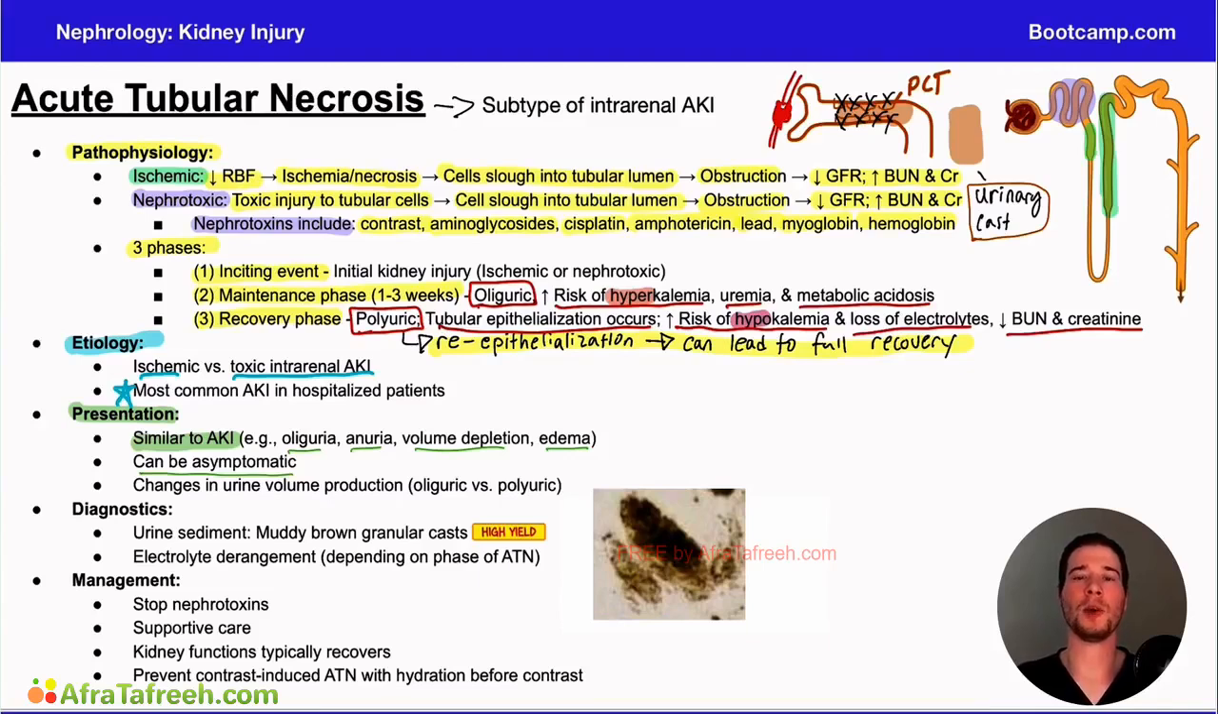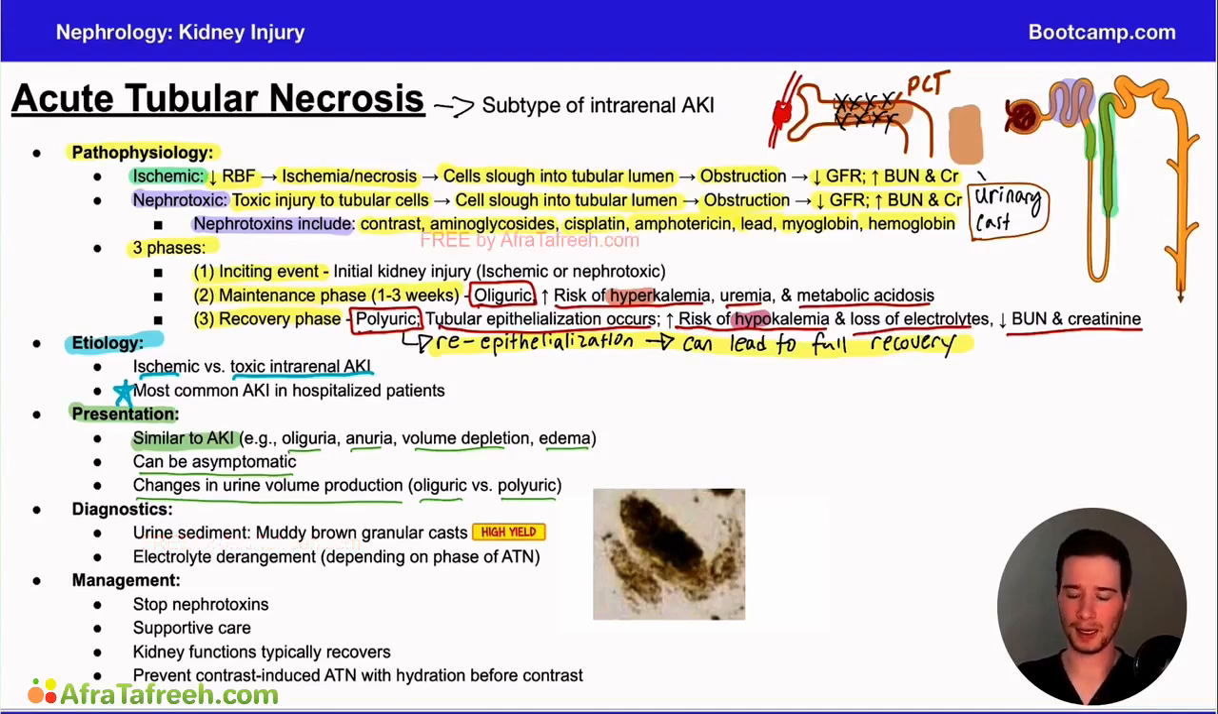This is why it's important that we're always monitoring patients' labs and checking, are they changing on a day-to-day basis? Are they trending in the right direction, or are they trending in a direction that makes us more concerned? And finally, a pretty notable thing is that patients with acute tubular necrosis are going to have changes in their urine volume production, right? An oliguric phase versus a polyuric phase would be fairly obvious to a patient, something that they might tell you about, or something that you might notice if you're continuously monitoring them on a day-to-day basis.